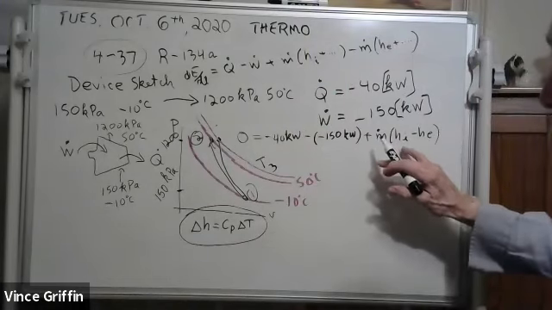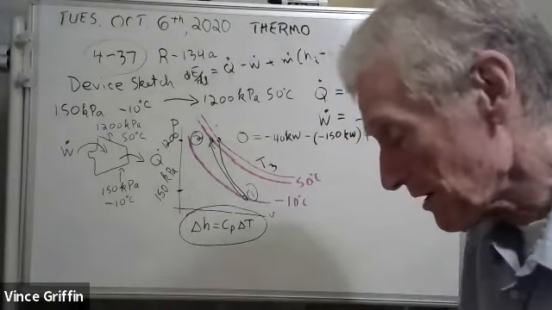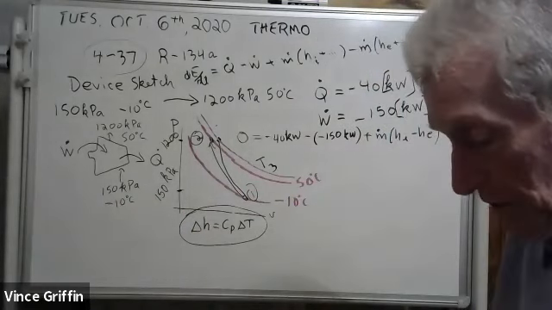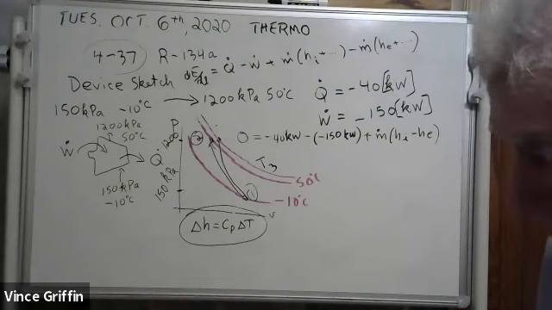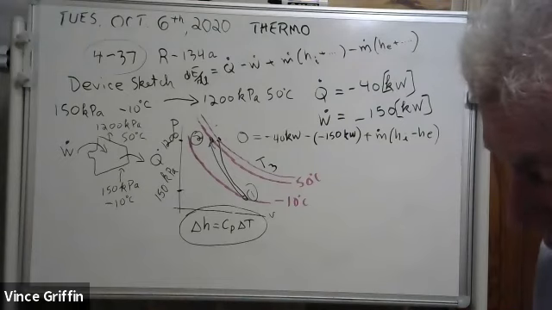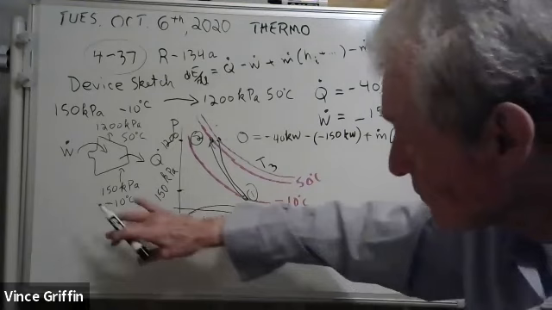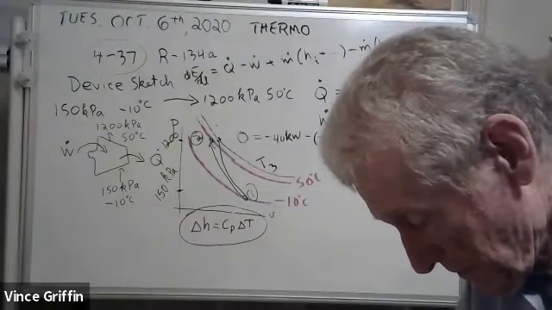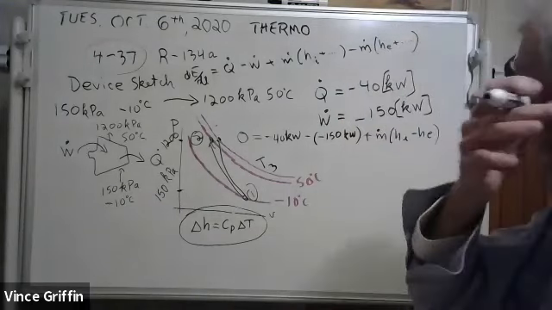Okay, well, let's do it. Let's go to the tables. Now we need the incoming specific enthalpy at 150 kilopascals and minus 10. Go to the back and start snooping around and find R134a. I'm looking for it. I don't see it yet. Yeah, here we go. R134a. Now what I want is 150 kilopascals, minus 10. By Jove, there it is.